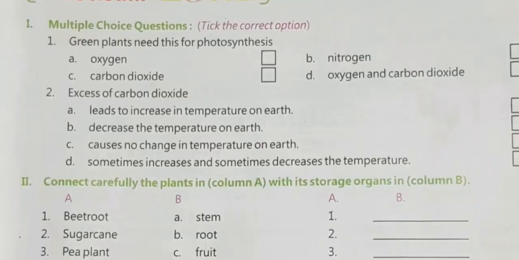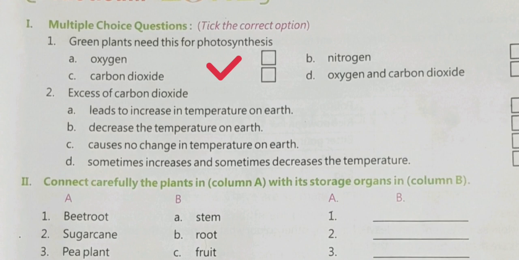Now dear students, our lesson is over. Now we can go to our practicum zone. All of you please take your textbook and take page number 9. Now we can do the first section, that is multiple choice questions. Tick the correct option. First question, green plants need these for photosynthesis. Option A, oxygen. Option B, nitrogen. Option C, carbon dioxide. Option D, oxygen and carbon dioxide. So, what will be the answer? Yes, option C, carbon dioxide.